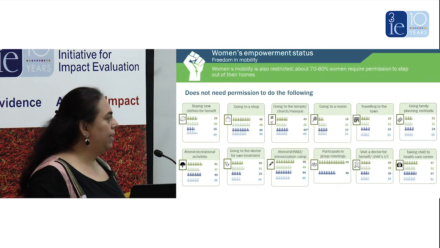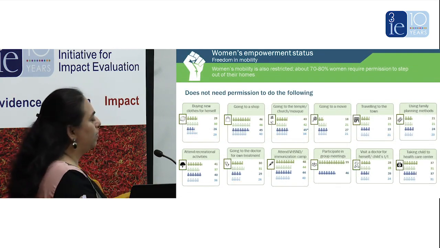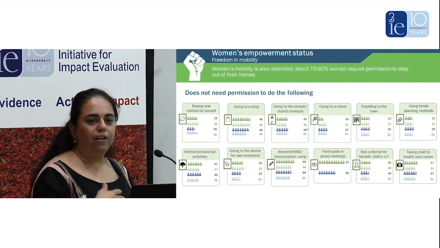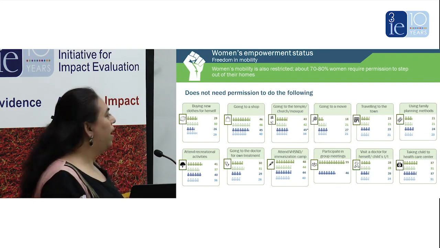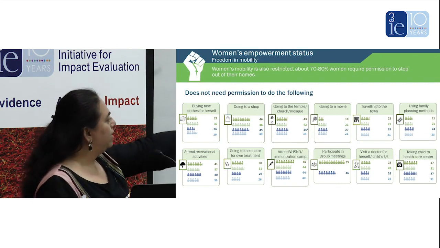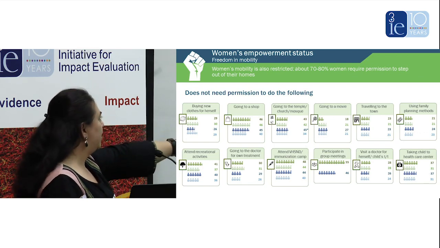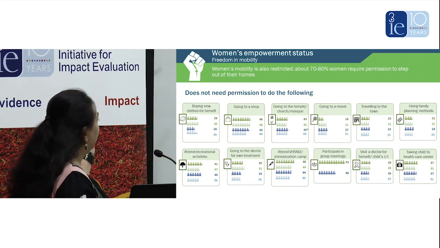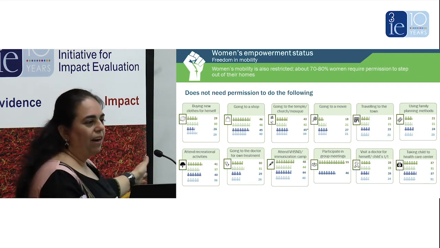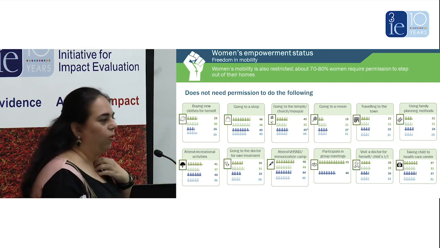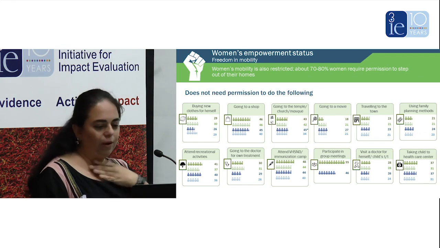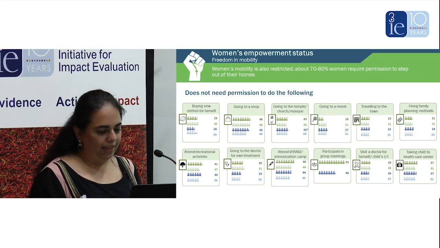When we look at mobility, again, we ask a series of questions. Where all do you have permission? Where all can you go on your own? A large proportion you'll see participating in group meetings and attending VHND and immunization camps. But for almost any other activity, it's extremely low. So I won't go into too much detail around this.